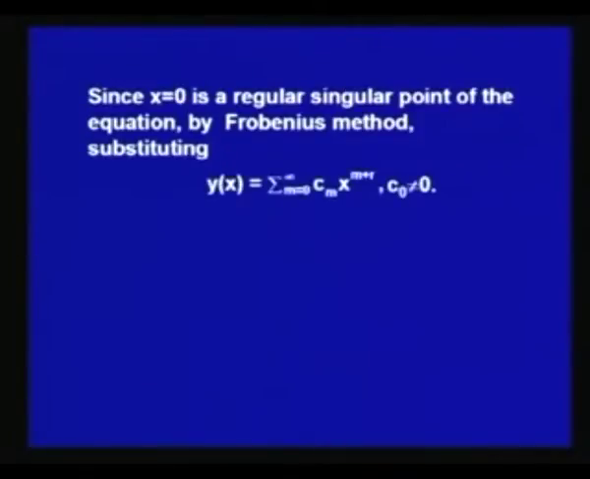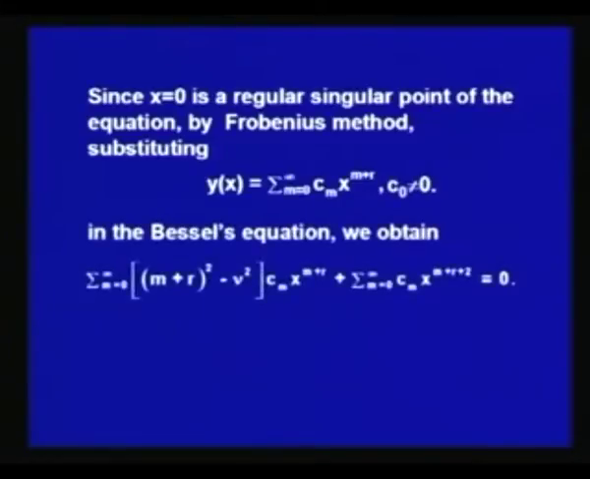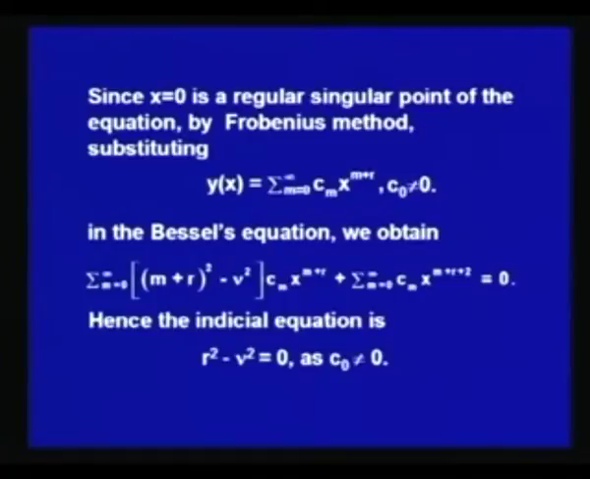Now, from the differential equation it is clear that x equal to 0 is a regular singular point of the differential equation, and so we can apply Frobenius method to this differential equation. Let us therefore substitute y equal to sigma m equal to 0 to infinity C m x to the power m plus r, where C naught is not equal to 0, in the Bessel's equation. After simplification we will obtain sigma m equal to 0 to infinity (m plus r) whole square minus nu square into C m x to the power m plus r plus sigma m equal to 0 to infinity C m x to the power m plus r plus 2 equal to 0.